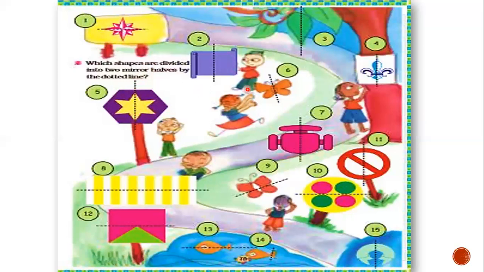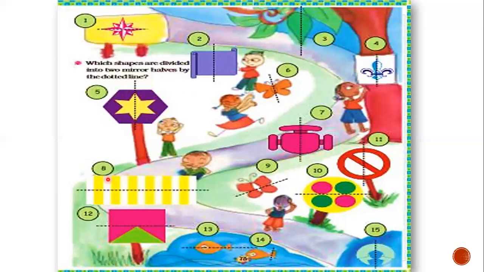Sixth figure also, see, along this line we can divide it into two mirror halves. Color also will look the same only. So sixth also will be the answer. Seventh one, okay, in the seventh figure also the vertical line is given, and if we keep the mirror along this vertical line, we will get the exact reflection of the left side part. So this also we can say will be a mirror half. So 5, 6 and 7 are the exact mirror halves.